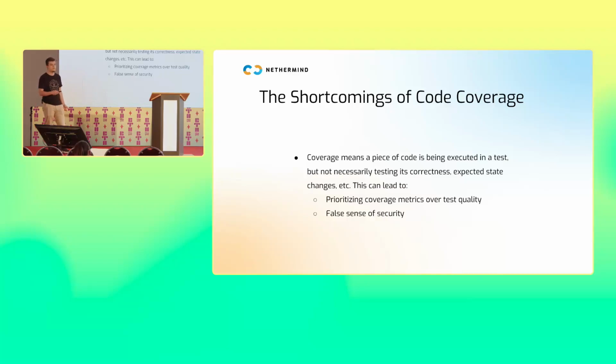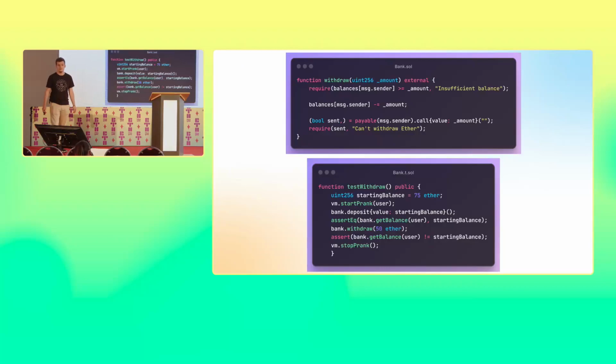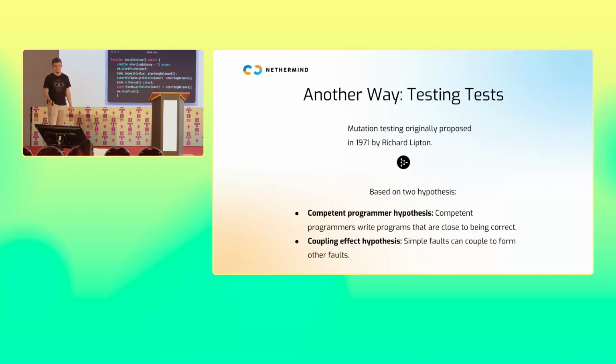And it also gives us a false sense of security because we think, oh, our coverage is so high, our tests are perfect, but it might not be the case. And here's a small spoiler. In this withdraw function, in the test withdraw function that we have for testing it, we actually have an issue where we're not properly testing it. It's fine if you don't see it now, we're going to get back to it later.